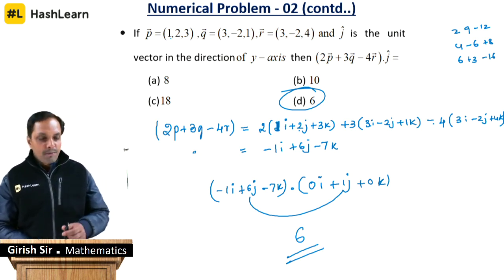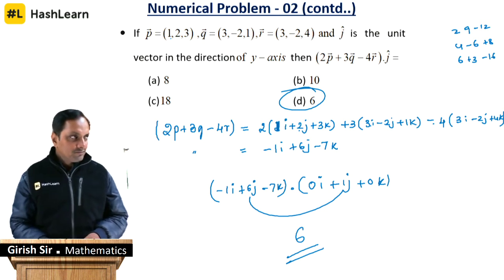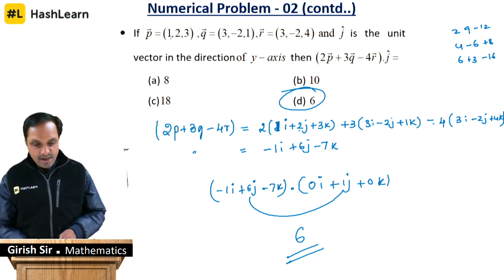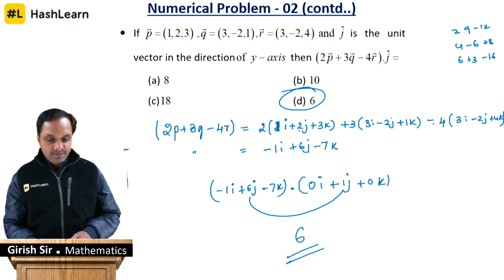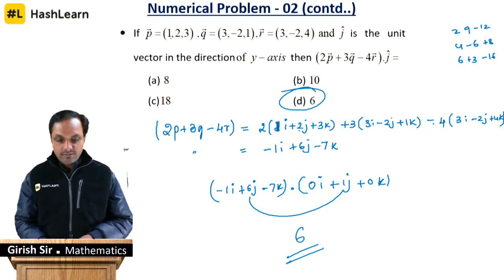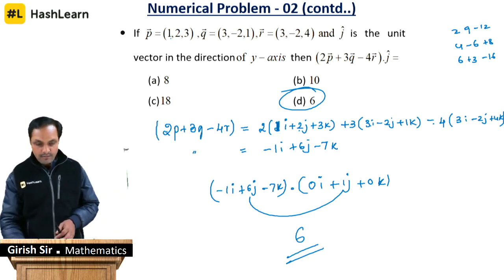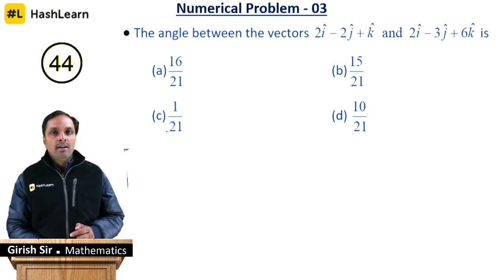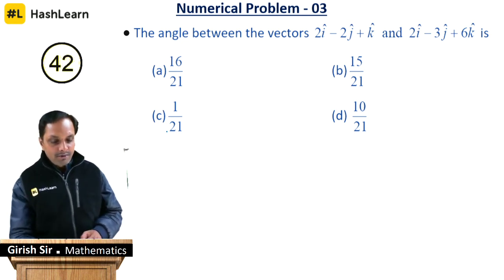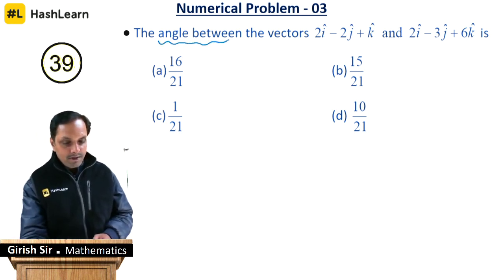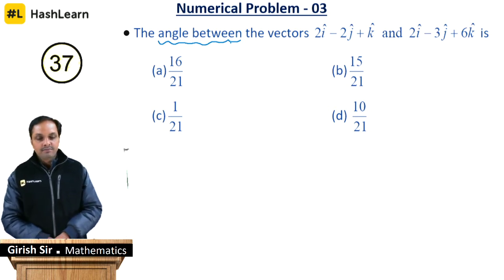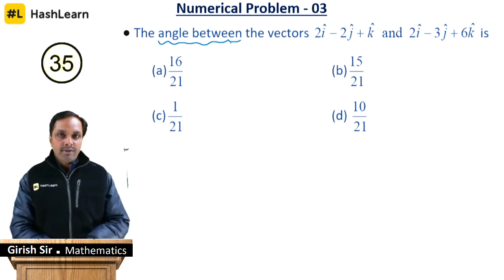Okay, so hope you all followed the problem. Chalo, get ready for the next numerical. Here is the problem. 45 seconds. Angle between two vectors. I have given you the formula.